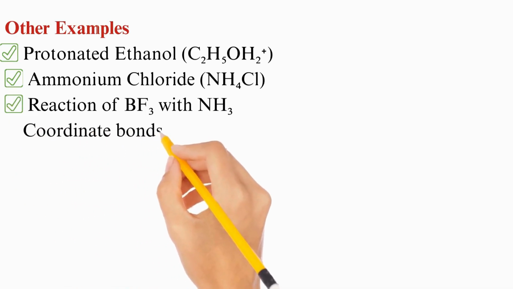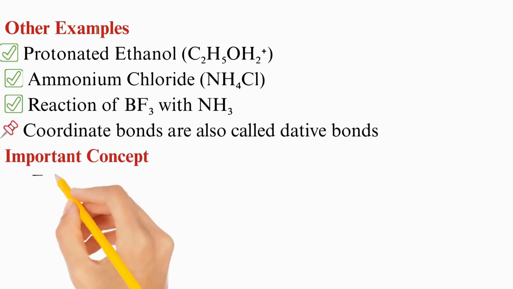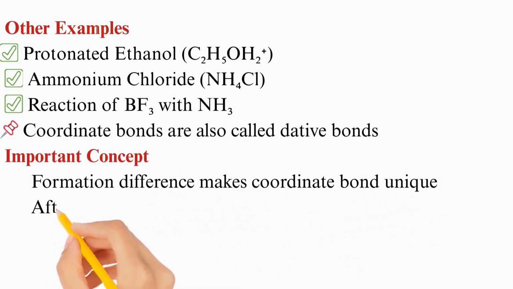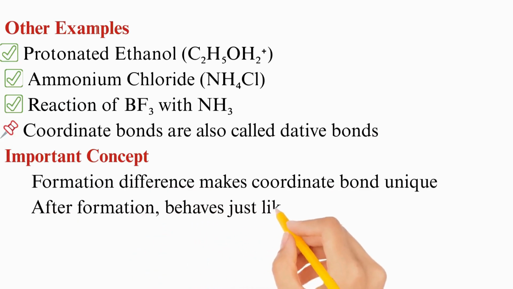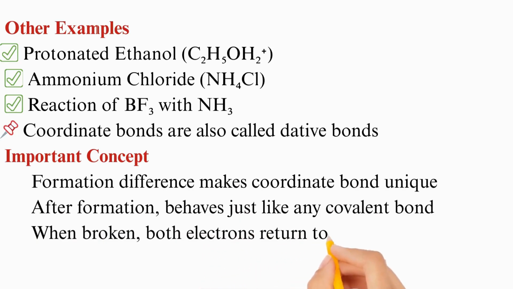Coordinate bonds are also called dative bonds. The important concept is the formation; the difference in formation makes the coordinate bond unique. After formation, it behaves just like any covalent bond. When broken, both electrons return to the donor atom.